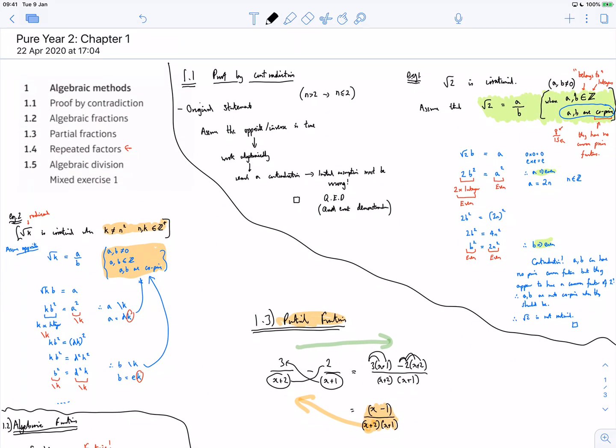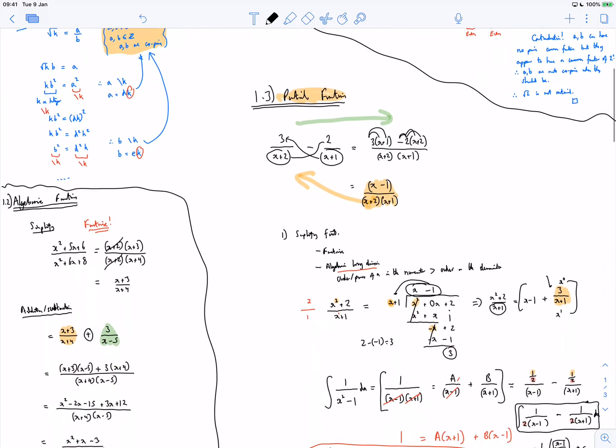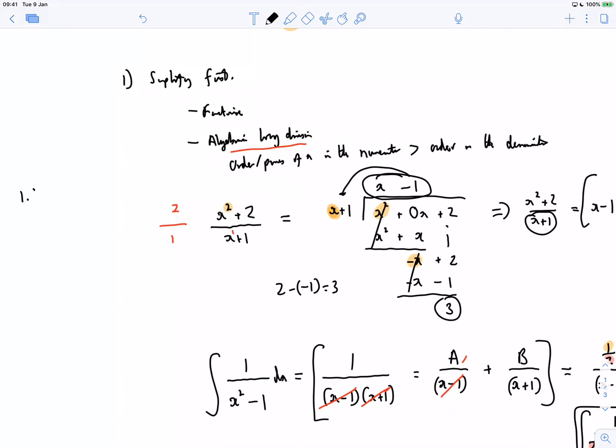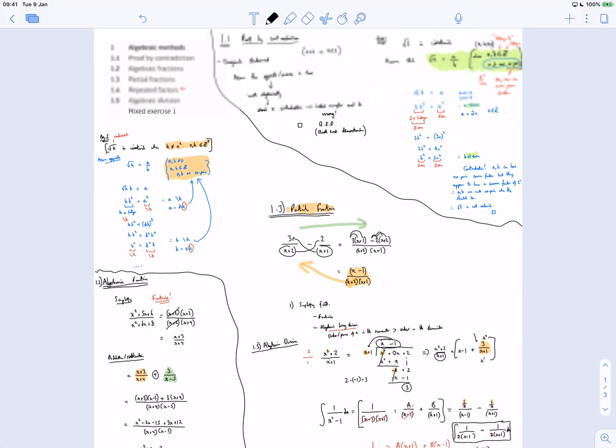Right, what was the last thing? Oh, algebraic division. Well, here it is. I've already done that. So this is 1.5, algebraic division. We did this last year, or this year. Oh, heads all over the place. So there you go.